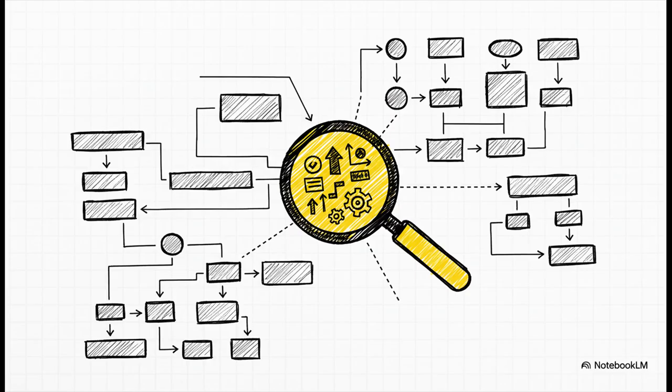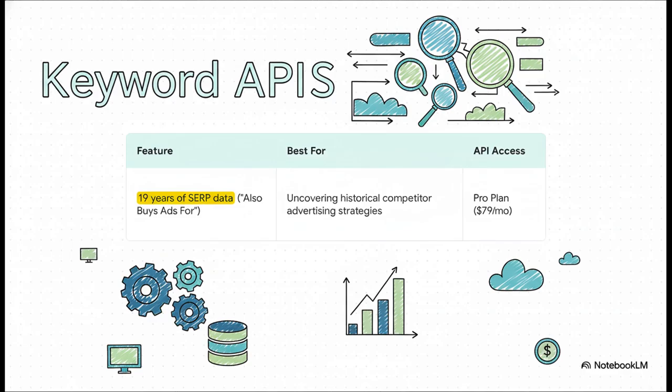Tool number 5, SpyFu, is all about playing detective and looking into the past. SpyFu's claim to fame is its absolutely massive historical dataset. We're talking 19 years of search results data. This makes it an incredible tool for competitive intelligence, especially if you want to see what your rivals have been doing with paid ads over the years. The API is included in their Pro plan. Just be aware that the data might be a little less precise if you're working in smaller, more niche markets.